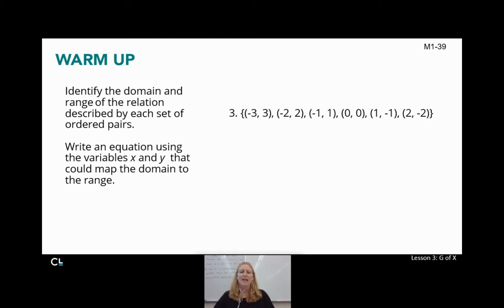You know domain is x. You know domain is your input. You know that range is y, range is your output. You know this. So go ahead, go for it, hit pause, work this out, hit play to check your work.